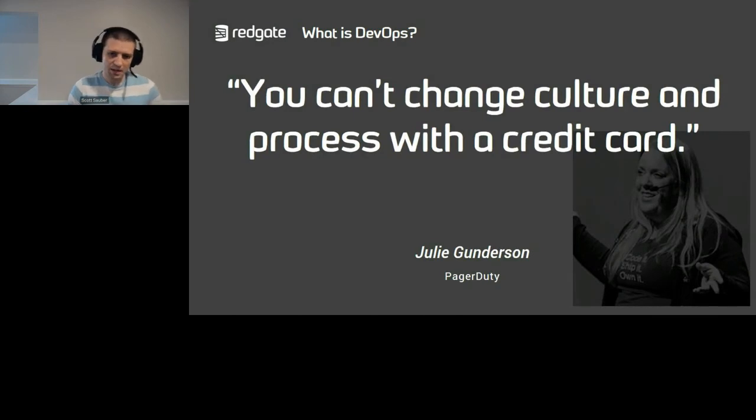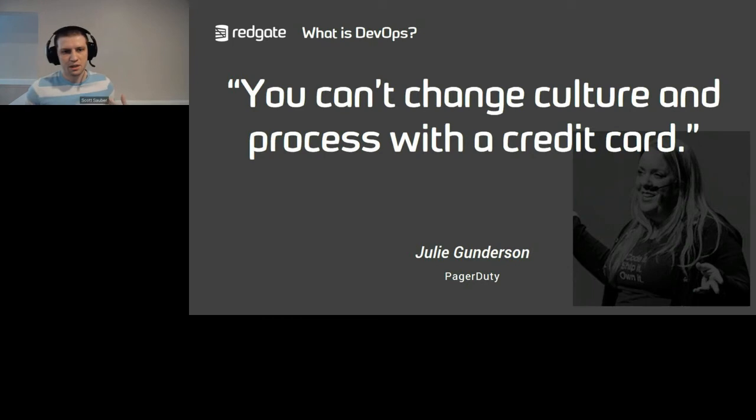The other quote that I like is from Julie Gunderson from PagerDuty, and she said, "You can't change culture and process with a credit card." You can't go to Redgate.com and tell them, I'd like to buy one DevOps, please, and suddenly have your organization doing DevOps. The tools are just one piece of that puzzle. You still have the process and the people, although Redgate documentation can also help you with the process. But ultimately, you need all three legs to stand on that chair in order to truly get the most benefit out of a DevOps pipeline.